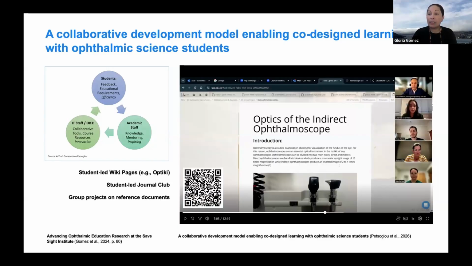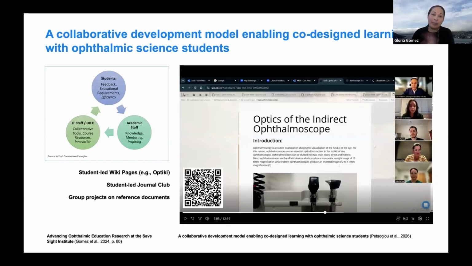Student-led assignments include online journal clubs, group projects on reference documents, and the Optiki project. In the last project mentioned, students with academic guidance have developed more than 141 entries on optics, which are shared with future cohorts and alumni. The QR code takes you to a video in which educators and students talk about these activities.